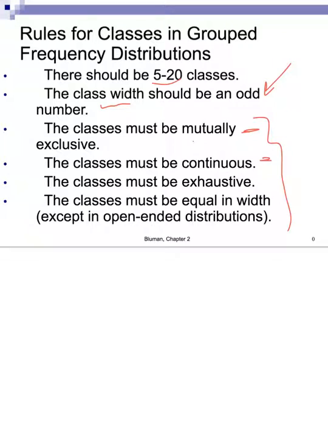They must be continuous, so it needs to go from anywhere from 11 to 12, which contains everything in 11 and 12. It must be exhaustive, so it needs to stop at a certain point. You cannot say anything greater than 105, for example. And this is very, very important: classes must be equal in width, unless we're talking about an open-ended distribution, but we're not really going to get too much into that. You don't see that too often.